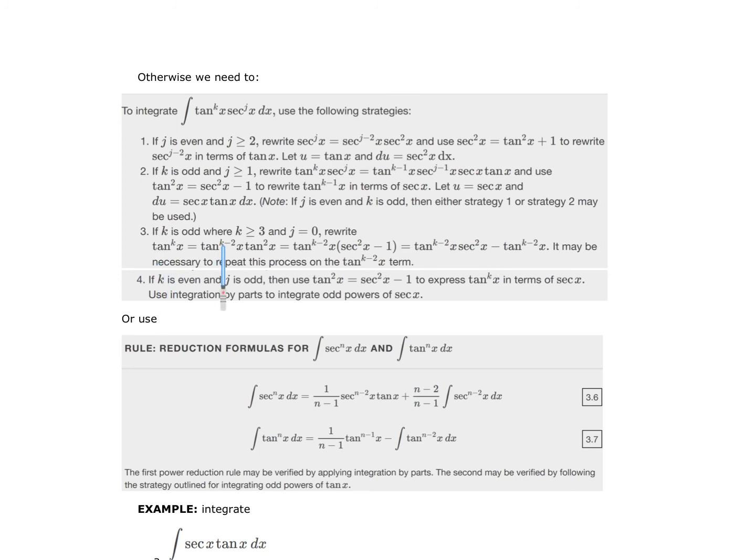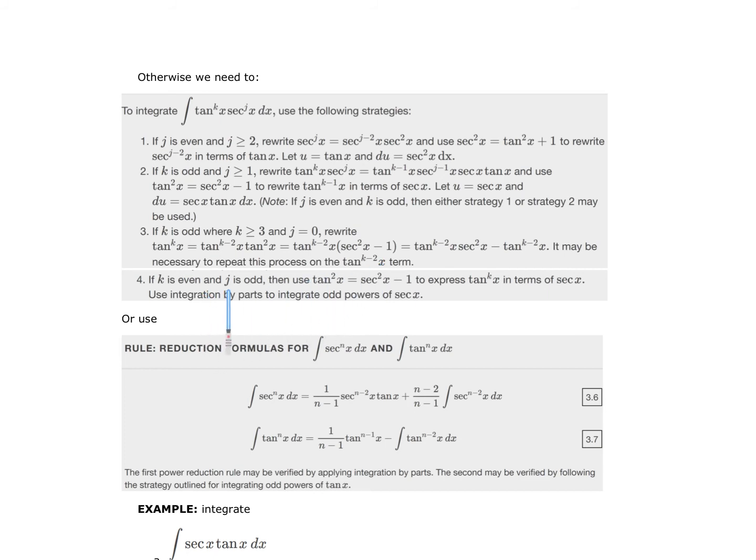If k is odd, larger than 3, and j is equal to 0, then I can write, say, tangent to the 5th power of x as the tangent to the 3rd power of x times the tangent squared of x, replacing the tangent squared with secant squared minus 1, the Pythagorean identity, and then we have a nice u sub.